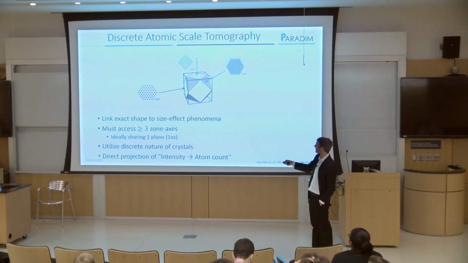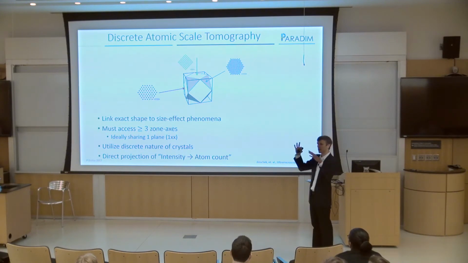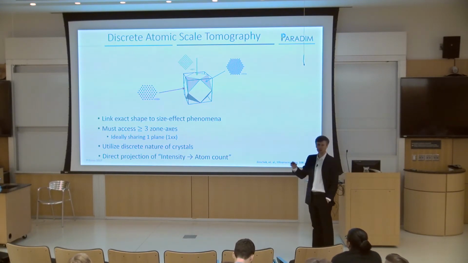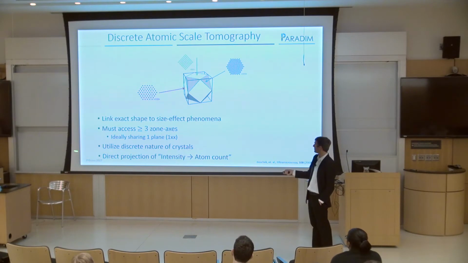You need to access at least 3 zone axes in order to look at this object and say where all the atoms are. And ideally, you want them sharing a plane, like one great circle of rotation. So that's kind of a 1xx kind of plane, okay? So you could do 1 2 2, 1 1 0, 1 0 0. Those are the kind of measurements that you need. And you utilize this discrete nature of crystals in order to figure out where all the atoms are.